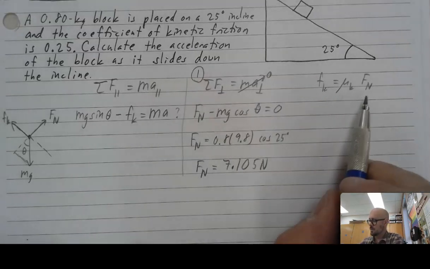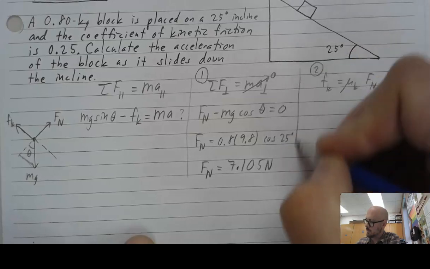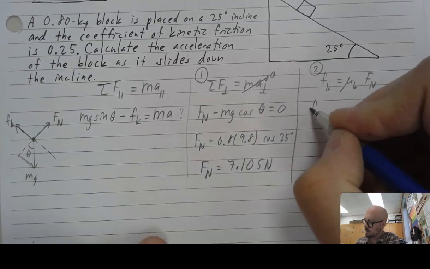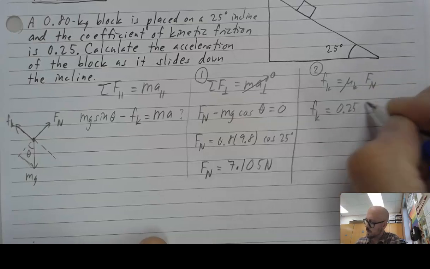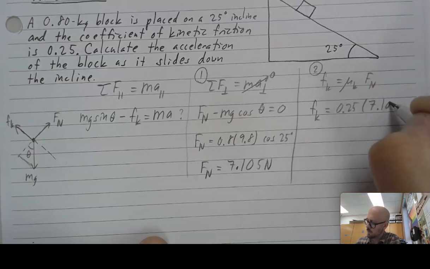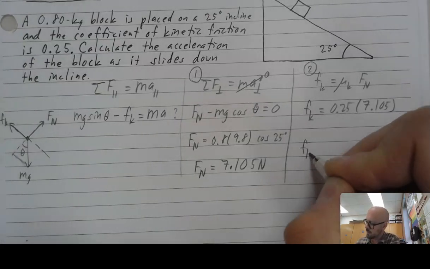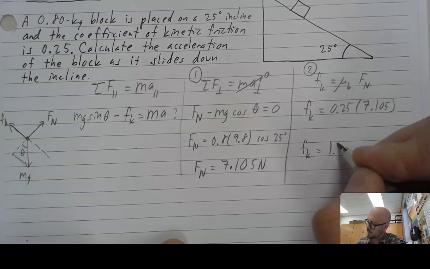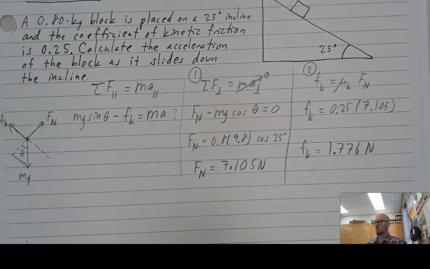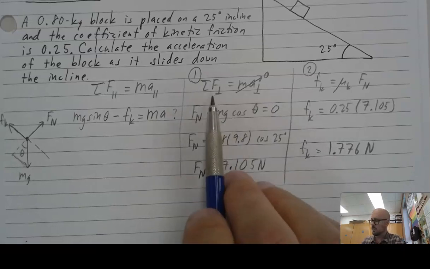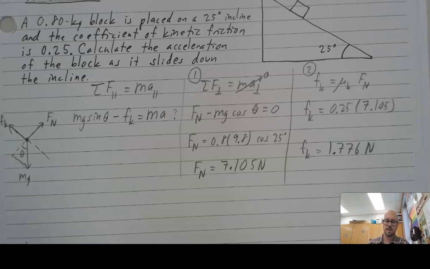With the normal force and the coefficient of friction, I can get the friction force next. So this is a simple calculation. The friction force is going to be 0.25 times 7.105. And so the force of kinetic friction is 1.776 newtons. So I just used the perpendicular direction and the definition of kinetic friction to find that.